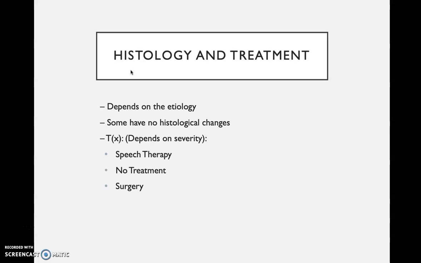So how do you want to see amyloid protein? Usually it's going to glow under apple-green birefringence or certain types of Congo red stains. If it's, for example, because of sarcoidosis, then you are going to have giant cells. And for some, for example, Sjögren's syndrome, there will be no histological changes.